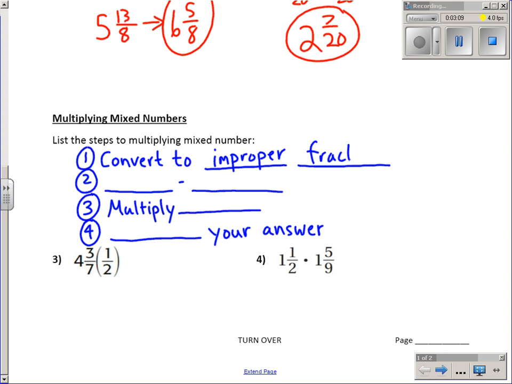Alright, so we convert the mixed numbers to improper fractions. Then we're going to cross multiply. And then we multiply across, meaning we multiply the numerators, then we multiply the denominators. And then the last step, as always in any fraction problem, is to simplify your answer.